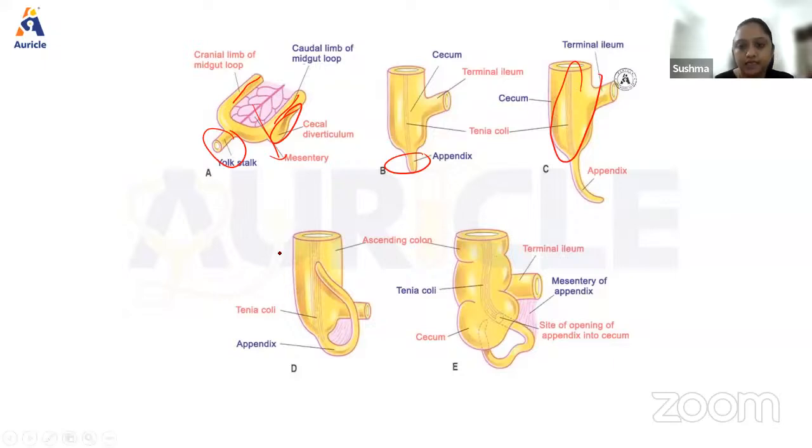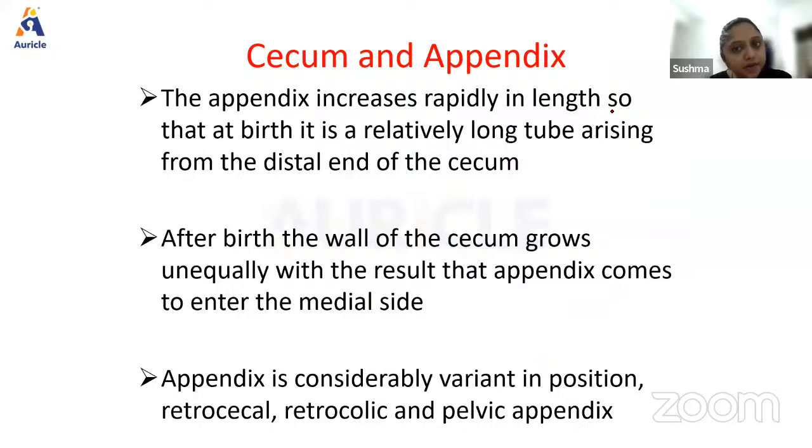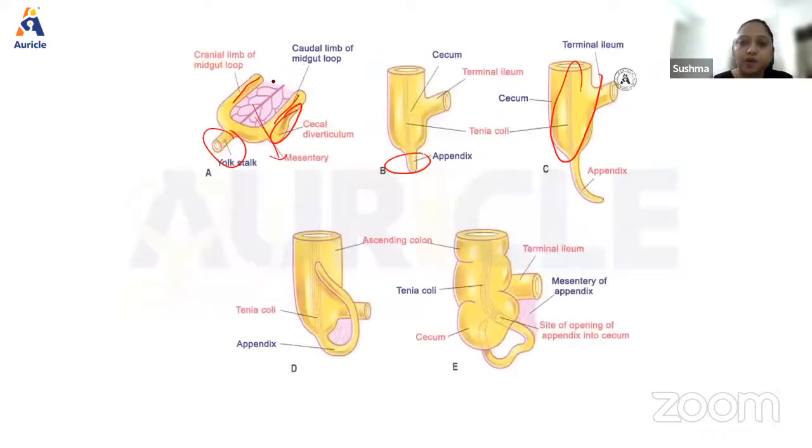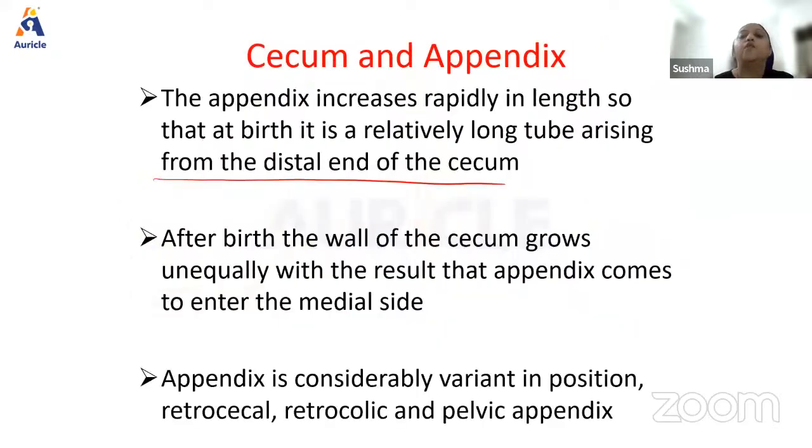Next, appendix increases rapidly in length so that at birth, it is a relatively long tube arising from the distal end of the cecum. Look at this, guys, how it is increasing in its size. It was very small, now it is increasing in its size. After birth, the wall of the cecum grows unequally, with the result the appendix comes to enter the medial side.